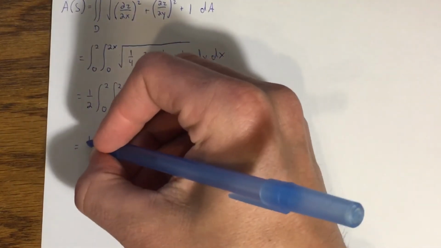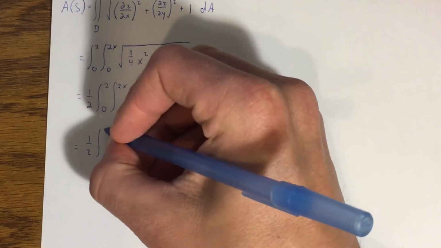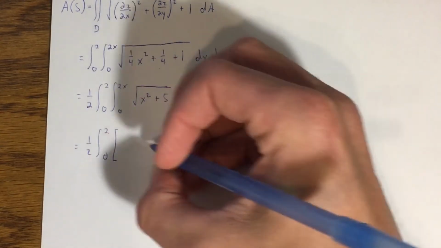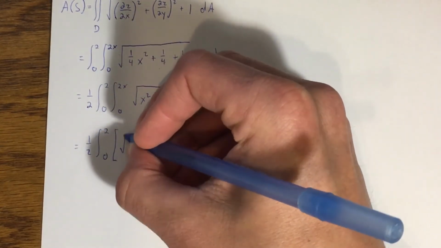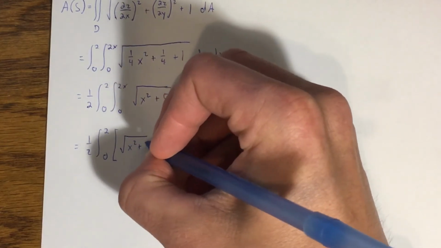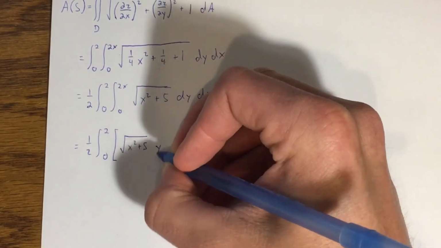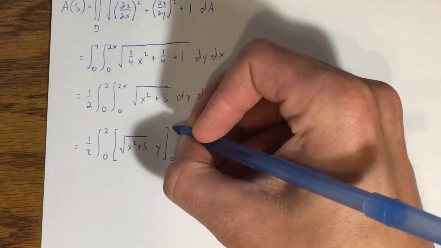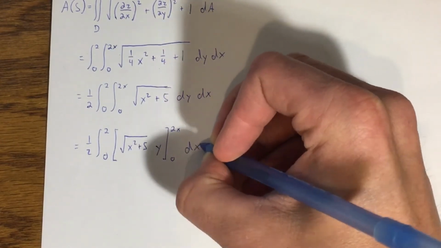So this is going to give me 1/2 times the integral from 0 to 2 times square root of x squared plus 5 y from 0 to 2x dx.